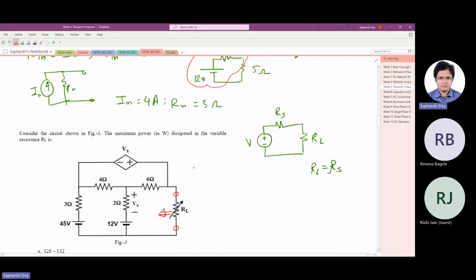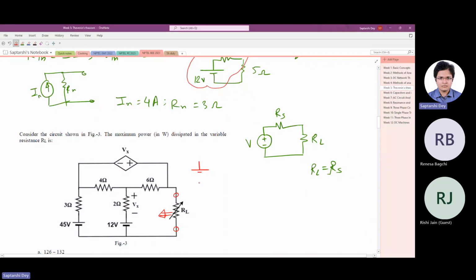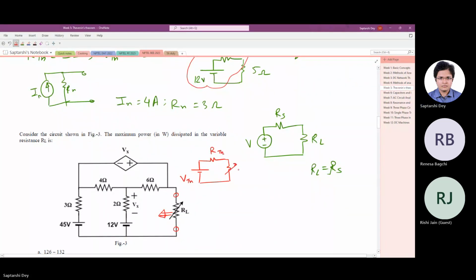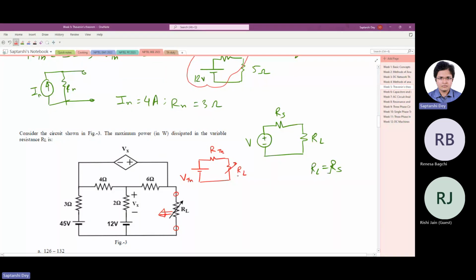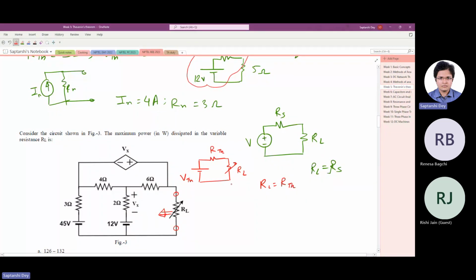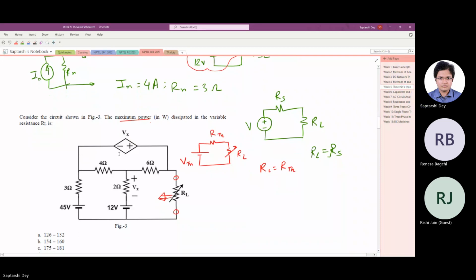And once we do that, the circuit will become something like this. We will have a Thevenin voltage, we will have a Thevenin resistance, and the RL, and then we will set RL equals RTH and then find out how much power is being dissipated. That will be the answer, maximum power. Now this question has been made complicated, not complicated, we have to anyway find out the voltage, but there is a dependent voltage source.